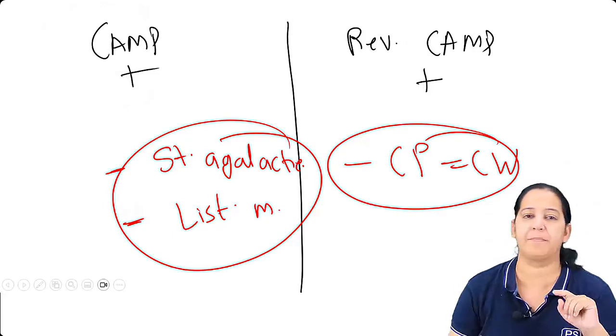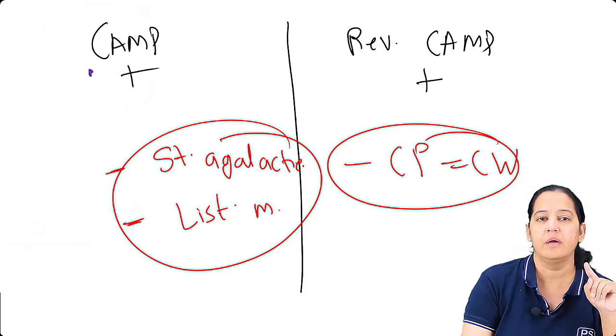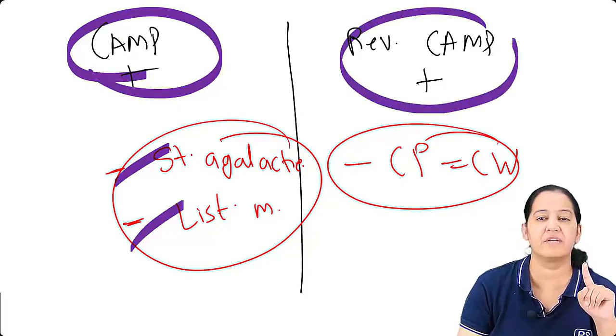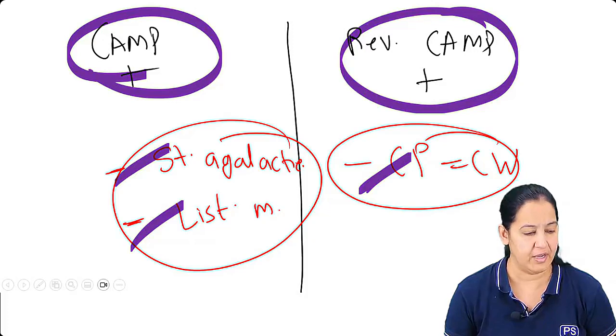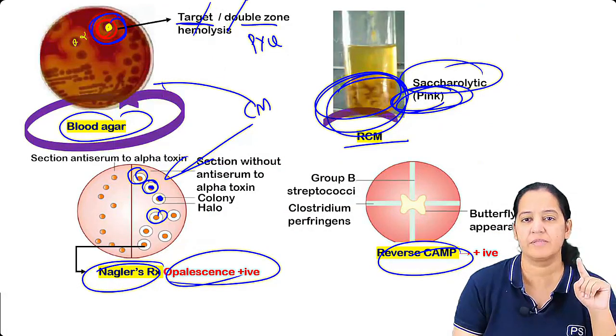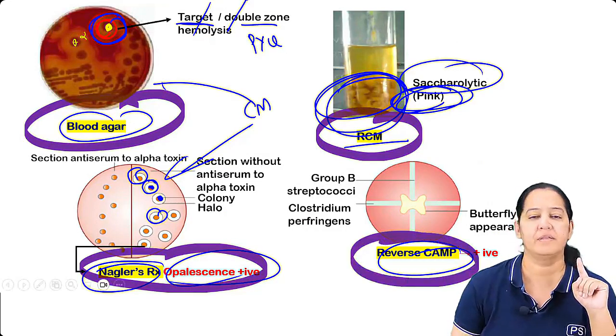So all 3 are PYQ, which are CAM positive. So only 2 bacteria are CAM positive. Learn them: Streptococcus agalactiae and Listeria. And only 1 bacteria is reverse CAM positive, that is Clostridium perfringens or Clostridium welchii. Got my point? So please learn that. So this is blood agar. This is Robertson cooked meat media. This is egg yolk agar. And this is reverse CAM. Please learn.